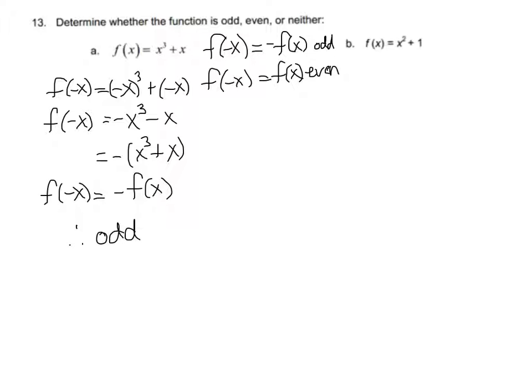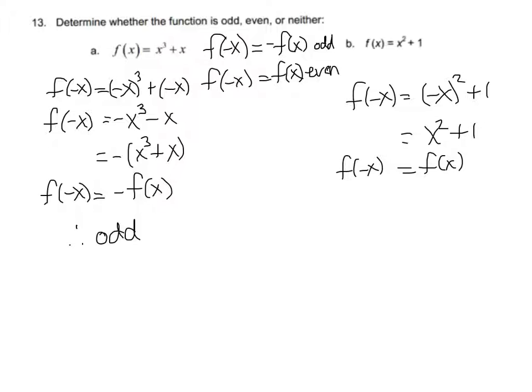B ends up being even, because if I take f of the opposite of x, it's the opposite of x squared plus 1. When you square a negative, you always get a positive back, so the opposite of x squared is just x squared plus 1, which is f of x. So f of negative x is equal to f of x, therefore even. All right? If you had something like x squared plus x, that is neither odd nor even. That would be a good example of one of those.